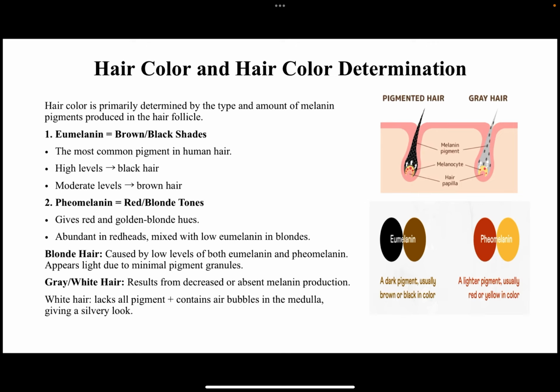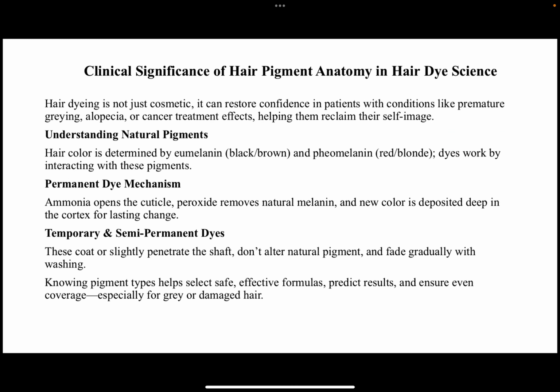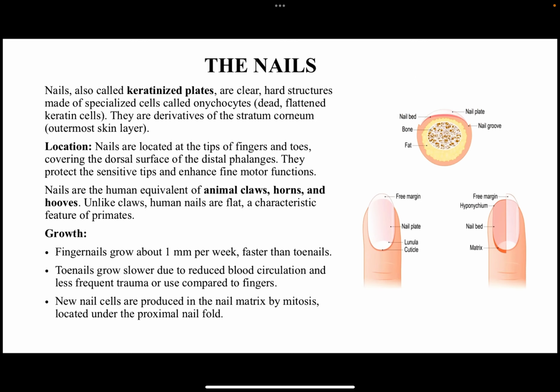So if we want to dye your hair, let's say red, we will first of all have to dye your hair white. In dyeing your hair white, we are taking the eumelanin away before we now put in the pheomelanin. Do you get it? Because the pheomelanin will make your hair color appear red. So it's just a science. That is the hair dye science.